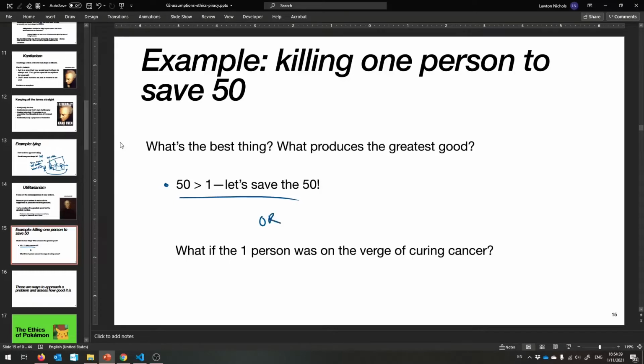Or, alternatively, and this is why it's really hard to judge utility, you have this other option. You can't tell what's always the case. It's a case-by-case basis. So what if that one person was just about to cure cancer? So in that case, you're going to want to kill the 50, aren't you? Because that one person living and curing cancer is going to save millions, billions of people, right? Oh man, this is difficult.